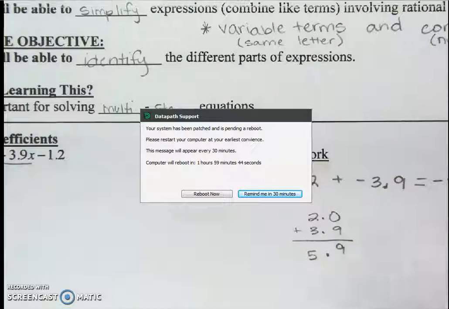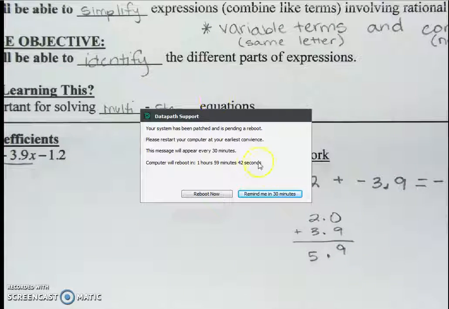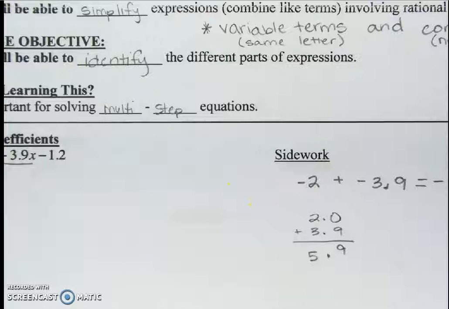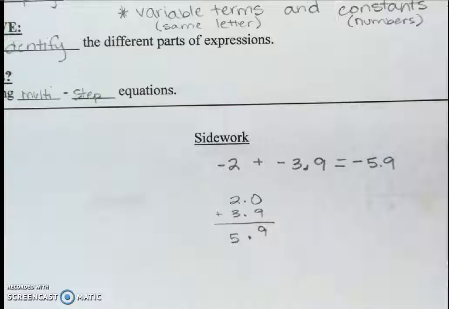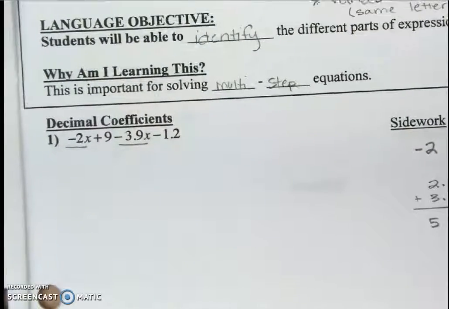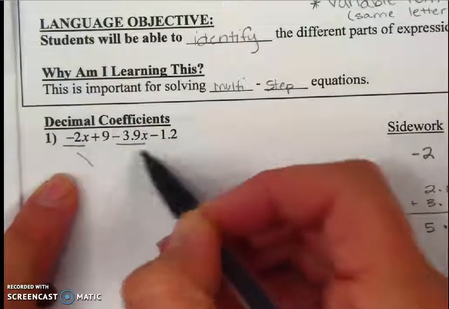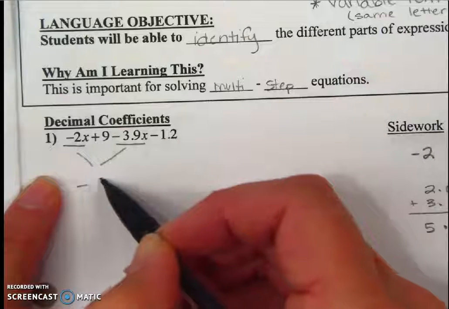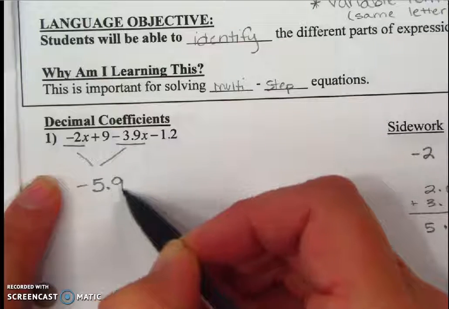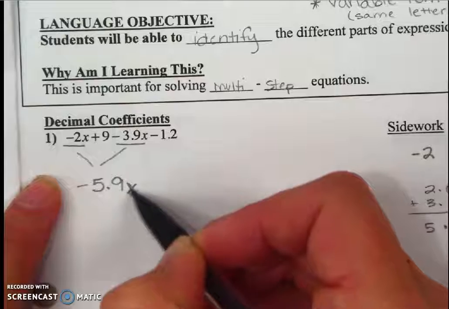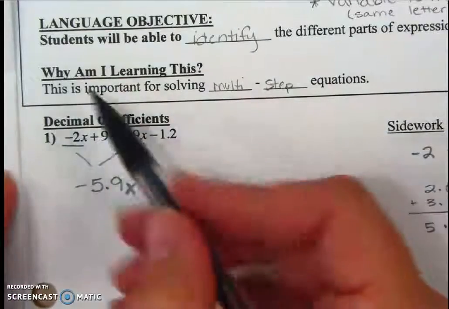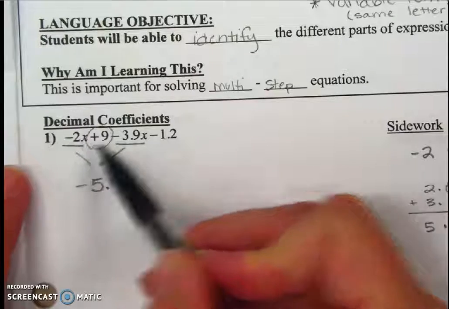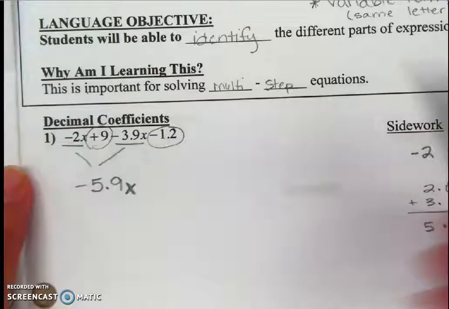So what that means over here, we have negative 5.9. So over here, what that means to our x's is that if I combine these together, I get negative 5.9 x's, because those are the coefficients on the x. Now I look to combine the constants. So my constants are a positive 9 and a negative 1.2.